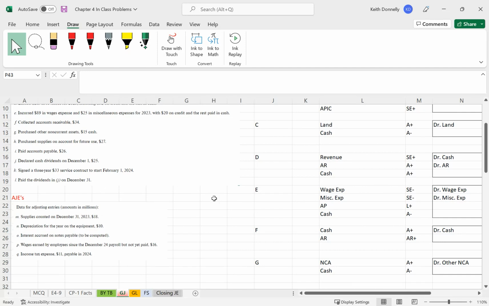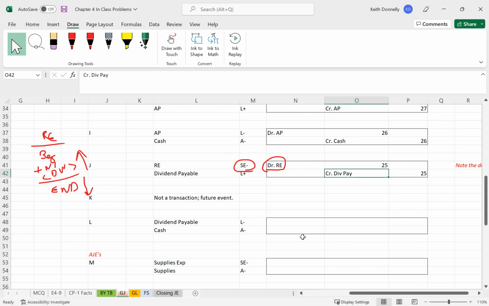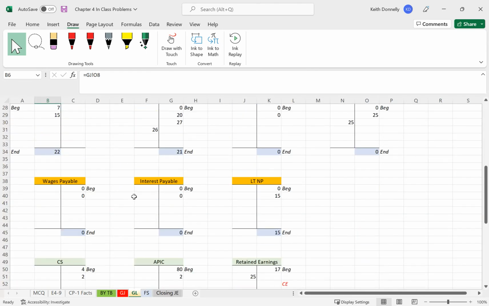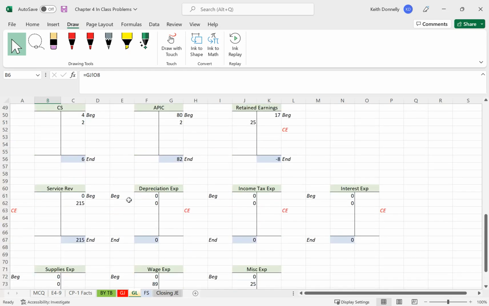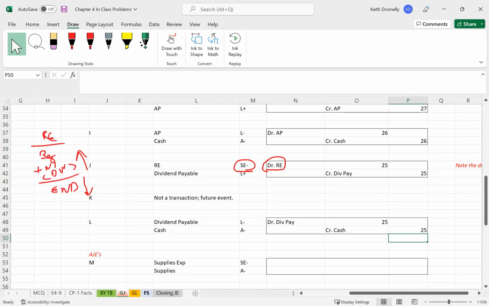And then L says, hey, we actually paid that dividend on December 31st, right? So we teed up this dividend payable here. Now we're paying it off, right? So it's going to be debit dividend payable 25, credit cash 25. And again, every time we made those journal entries, I've teed up this general ledger over here to where it's going to automatically flow. Okay?